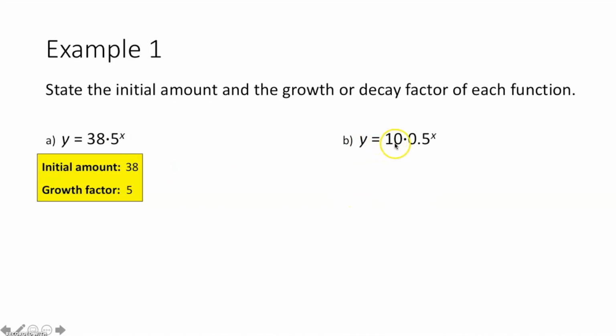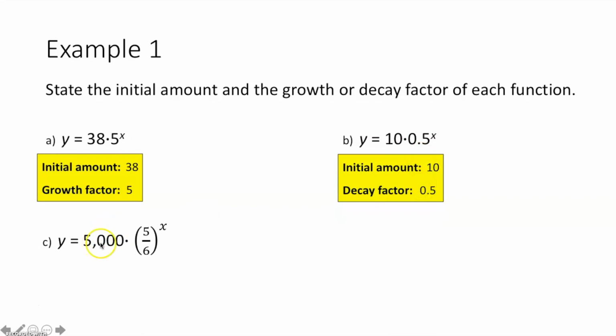Here, y equals 10 times 0.5 to the x power. Again, your initial amount is your a value, so that would be 10 in this case. Is it a growth or decay factor? Well, your b value is 0.5. That is between 0 and 1, which means it's going to be a decay factor because this would be a graph of exponential decay. So this would be a decay factor of 0.5. Here, your initial amount is your a value, so that would be 5,000. And then your b value: is this between 0 and 1 or greater than 1? Well, 5/6 is between 0 and 1. Therefore, this is going to be exponential decay, so it would have a decay factor of 5/6.